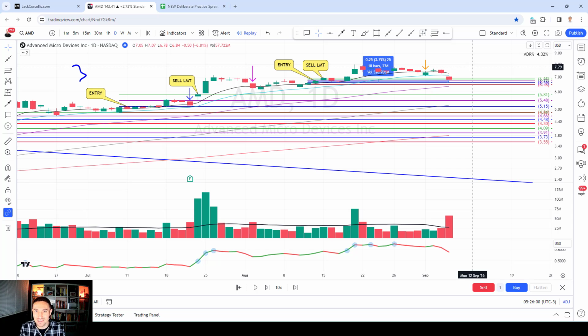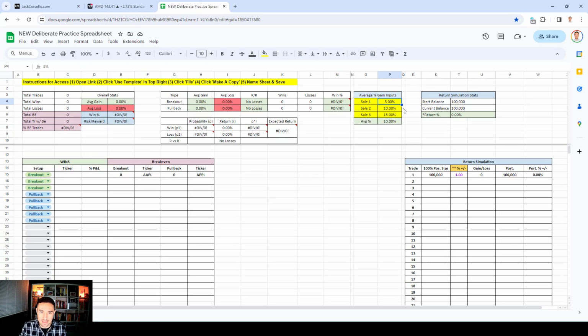We can now go and enter these figures into our spreadsheet. So we had 4% to free roll, 11% here, and then 4% here. So we come across here and we can then enter these. So we go 4, 11, and then we go 4. That gives us an average gain on that final trade of 6.33%. Now for me, that's going to be a breakout trade. So I'm going to go AMD like this, and I'm going to enter 6.33% like this. When we get a few more figures in here, it'll start making a little bit more sense.